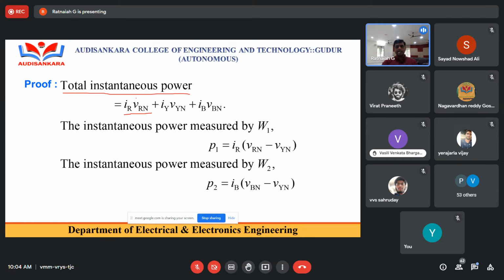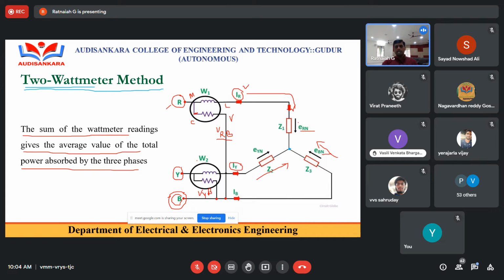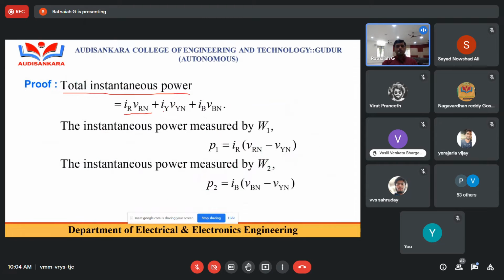In the diagram it is written ERN, or else you can take VRN; you can take this as V. So the first phase power is IR into VRN, plus IY into VYN, plus the next phase, IB into VBN. Then the instantaneous power is measured by wattmeter W1. What is the W1 reading? We are going to calculate the power, so I take P1.